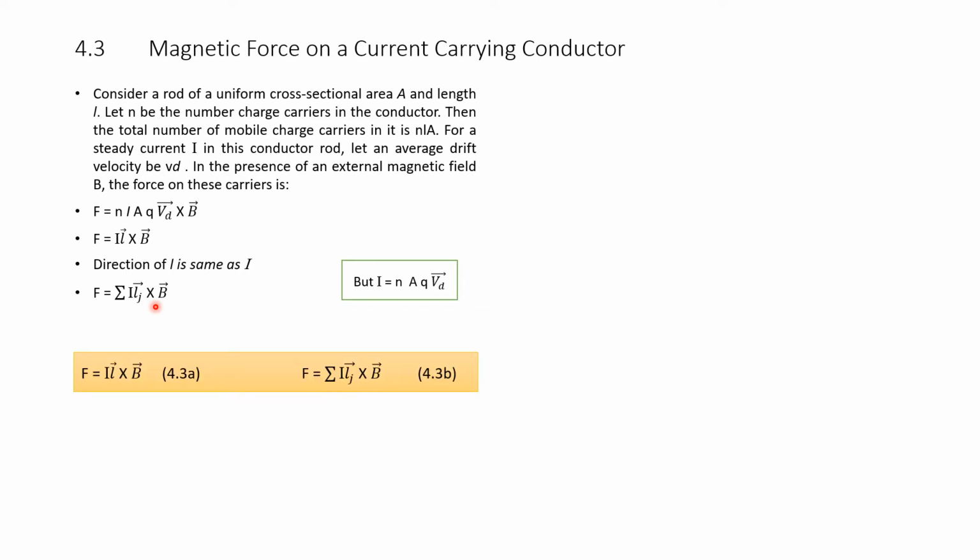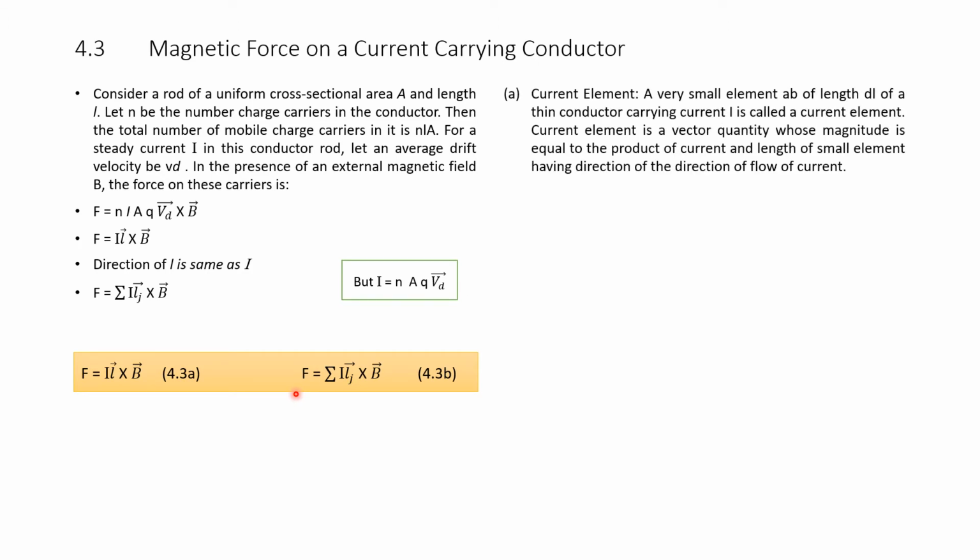So, these equations are repeated once again. F is equal to IL cross B. Let it be equation 4.38. And similarly, this equation is written as F is equal to sigma I into Lj cross B. This is the equation 3.b.